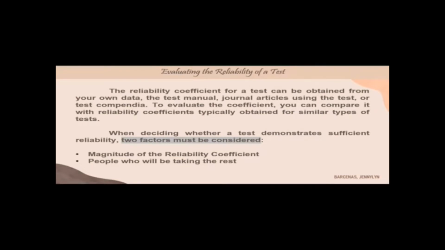Next, evaluating reliability of a test. 2 factors must be considered. First, magnitude of reliability coefficient. It is to quantify the degree of consistency. There are different ways to calculate the coefficient. Example, the test retest reliability and interrater reliability. Second, the people who will be taking the test.